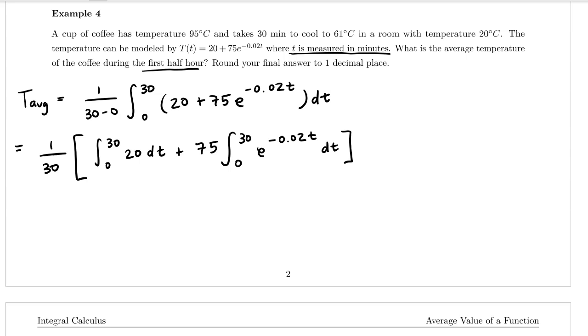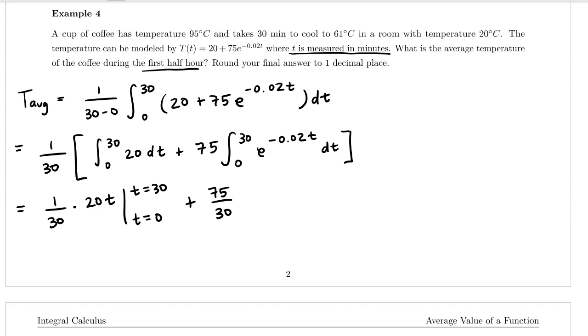The first one, I can just use the power rule on it. So I'm going to go ahead and distribute my 1 over 30. And then if I use the power rule on 20, that would become 20t. And I want to evaluate this between t equals 0 and t equals 30.